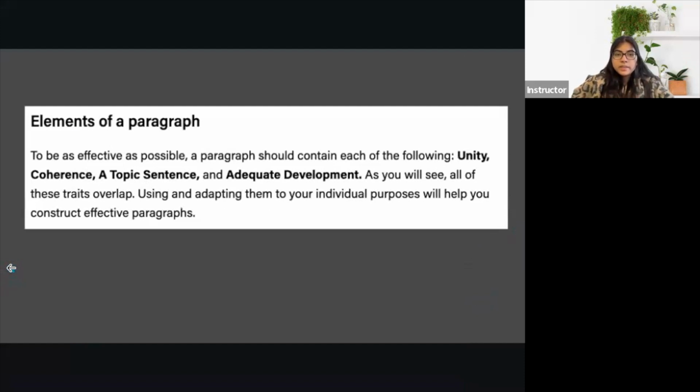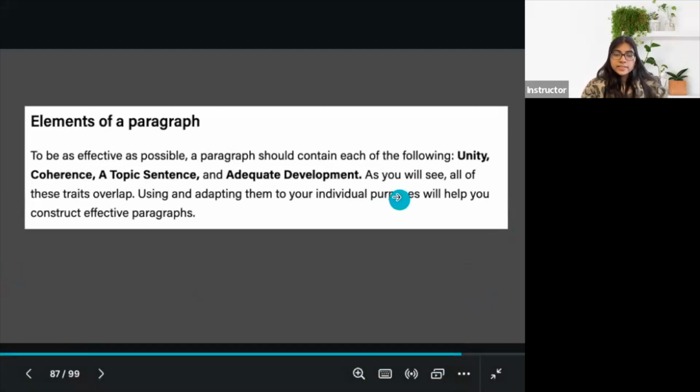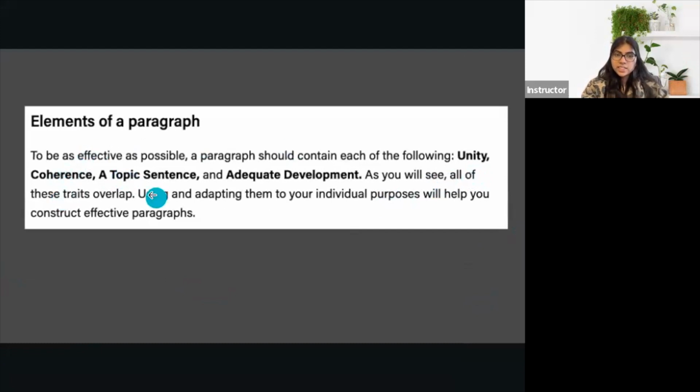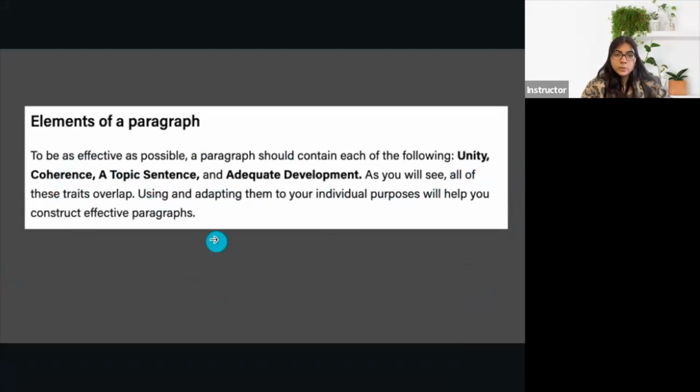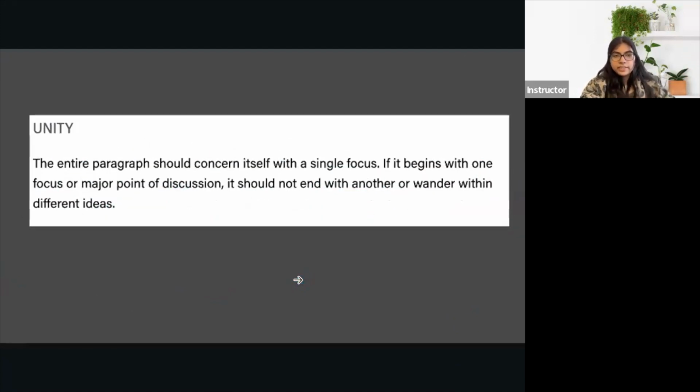So, some of the elements of a paragraph. A paragraph should contain each of the following: unity, coherence, a topic sentence, and adequate development. We're going to go into each of these in more detail. But using these and adapting them to your individual purposes will help you make your really effective paragraph.